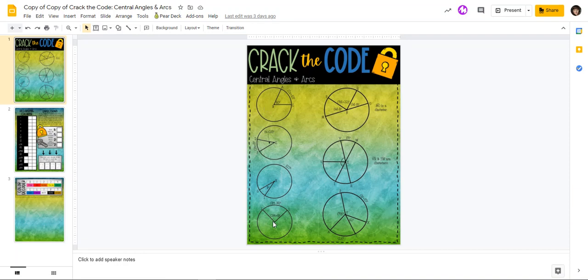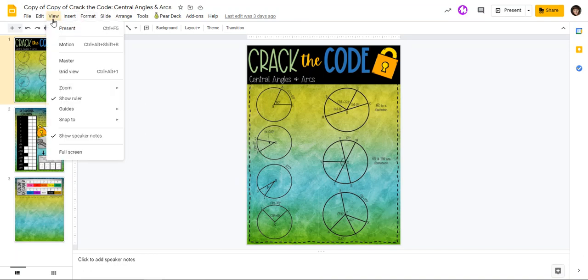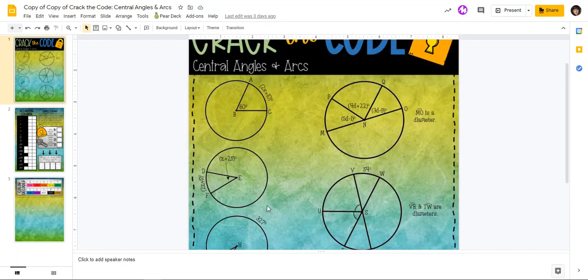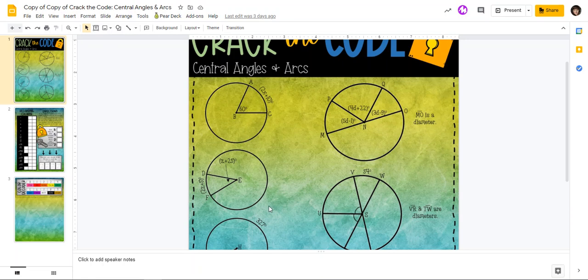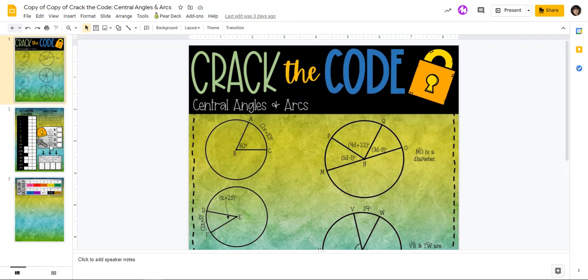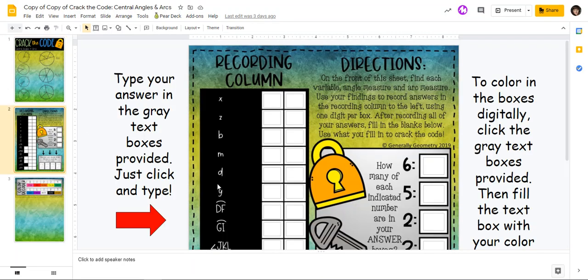So, first off, this is really small. To make it bigger, go to View, right here, and then zoom 100%. That makes it much more readable. You can zoom in further if you need to, okay? So on this page, on slide 1, are the problems, and on slide 2 is where you enter your answers.